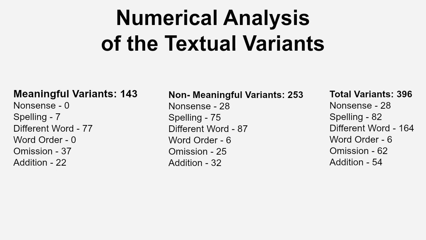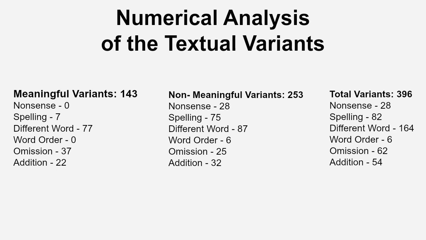So as you can see, the meaningful and non-meaningful variants are also broken down into the different types of variants that I found. As you can see, there are nonsense errors, spelling errors, different words, word order differences, omissions, and additions. And I'm going to go through each one of these and give you examples of them from the text, show you pictures of the actual manuscripts so that you can see what it is that I was actually dealing with. So let's go through the different types of variants that I found.